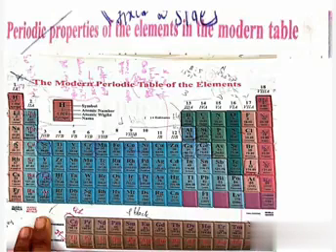Carbon has atomic number 6. Electronic configuration 1s2, 2s2, 2p2. In this, which is the last shell? The second shell is the last shell, no? In that, how many electrons are there? 2s2, 2p2.